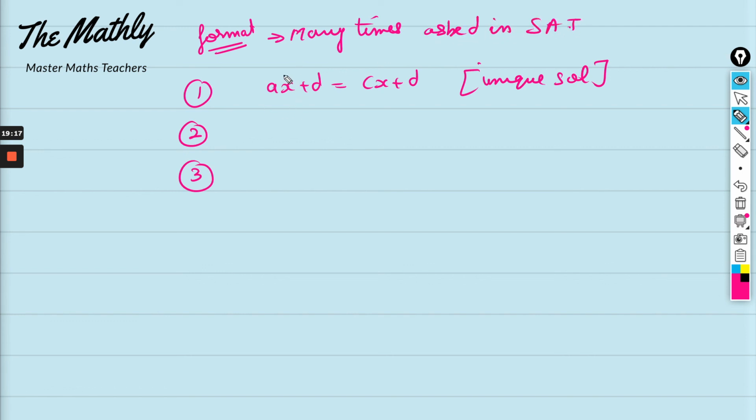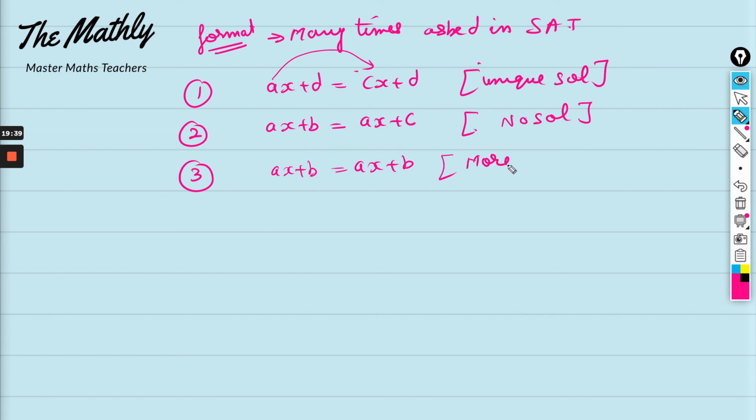Is that okay? Now over here the slopes are not equal. The second one is ax plus b is equal to ax plus c. The slopes are equal, but the intercepts are not equal, so we'll have no solution possible. Zero solution. Then we have ax plus b is equal to ax plus b. In this case, more than two solutions are possible. Is that okay? Am I clear?